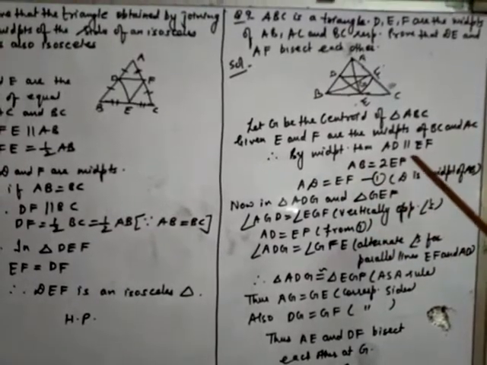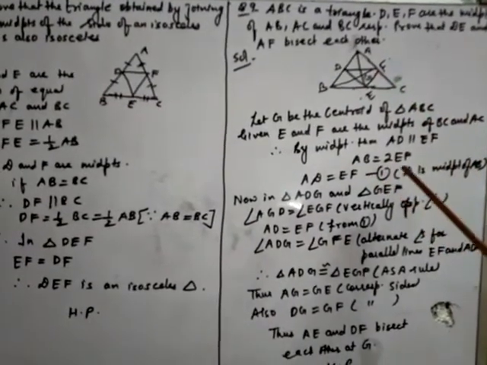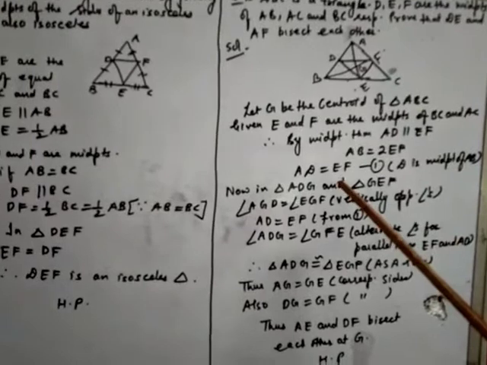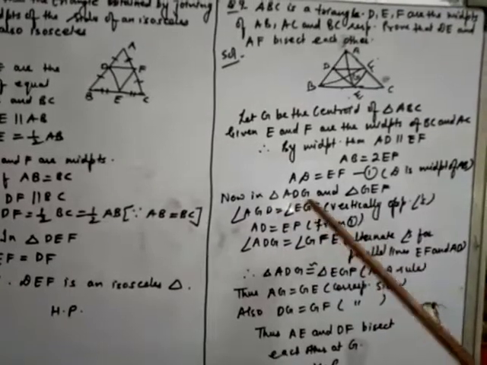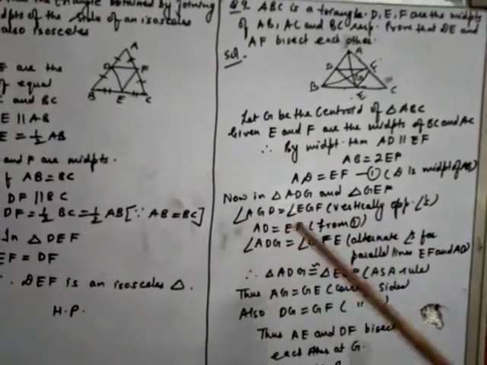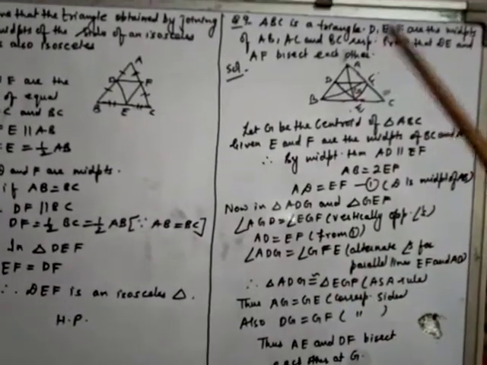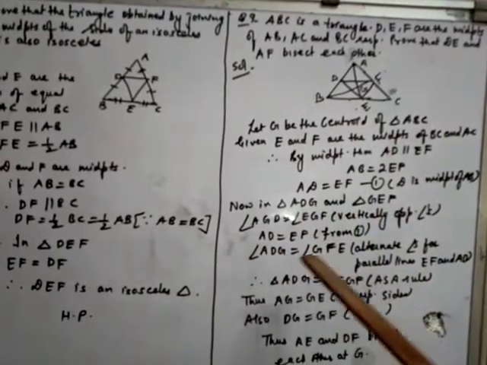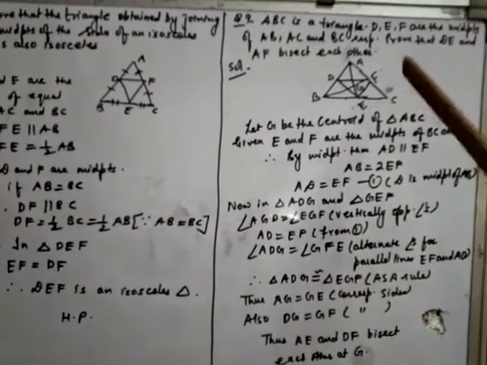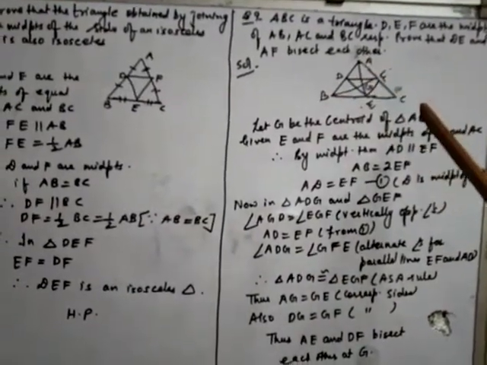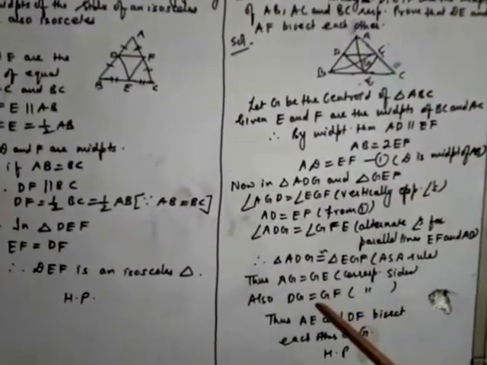Therefore, by the midpoint theorem, AD is parallel to EF. AB is equal to 2EF. AD is equal to EF, since D is the midpoint of AB. Now in triangle ADG and triangle GEF, angle AGD is equal to angle EGF, vertically opposite angles. AD is equal to EF. Now from the first, angle ADG is equal to angle GFE, alternate angles for parallel lines EF and AB. Therefore, we can say that triangle ADG is congruent to triangle EGF by the ASA rule.